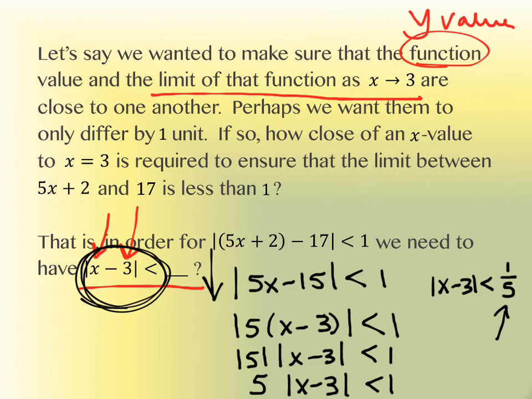Any guess on this one as to why that number is becoming 1/5? It's the slope of this particular function. Now we're not always working with lines, but when we are working with lines, it does come into play. So that is because of the slope.